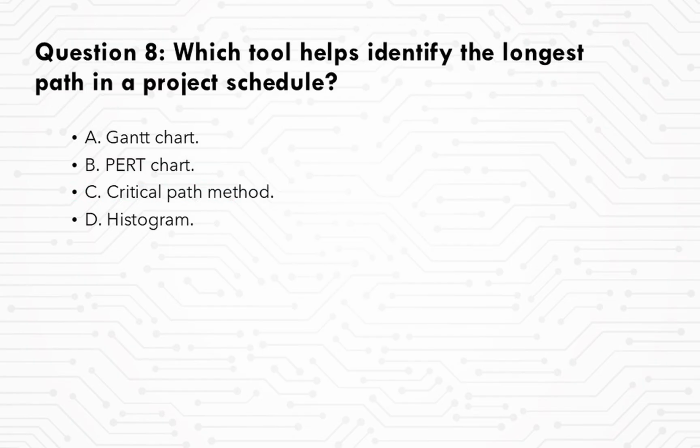Question 8. Which tool helps identify the longest path in a project schedule? A. Gantt chart. B. PERT chart. C. Critical path method. D. Histogram. Answer: C. CPM identifies the longest sequence of dependent tasks.